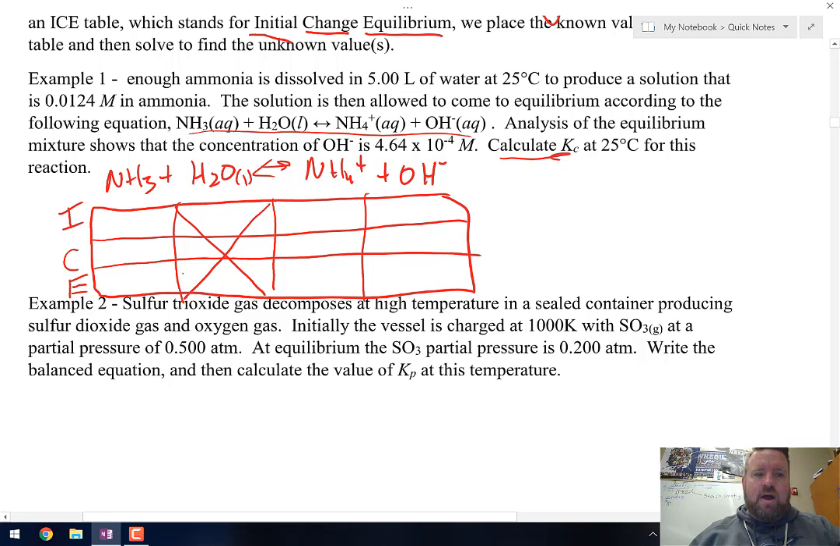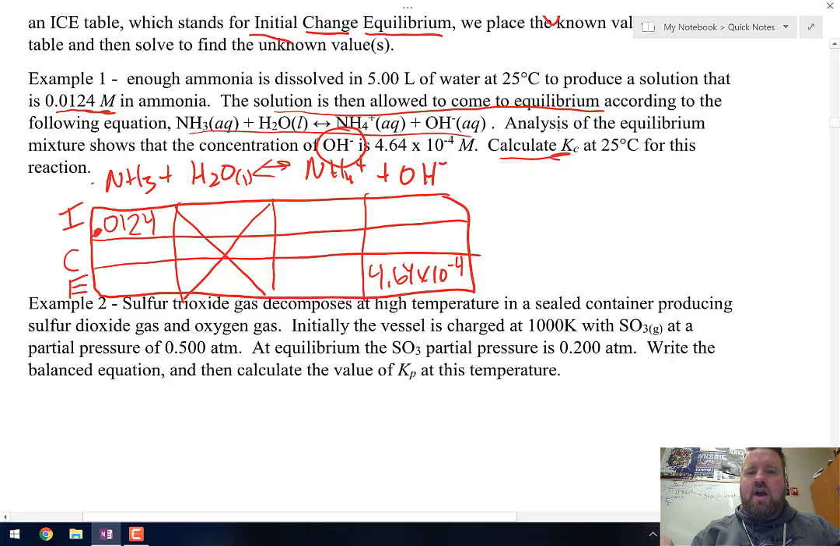Now I'm going to start filling in what I know. According to this, you're producing a solution that is 0.0124 molar in ammonia. Well, here's ammonia. And it says the solution is then allowed to come to equilibrium, so this is before you've reached equilibrium. That means initially the concentration of ammonia is 0.0124. Then it says analysis of the equilibrium mixture shows that the concentration of OH minus, so the OH minus at equilibrium, is 4.64 times 10 to the minus fourth.